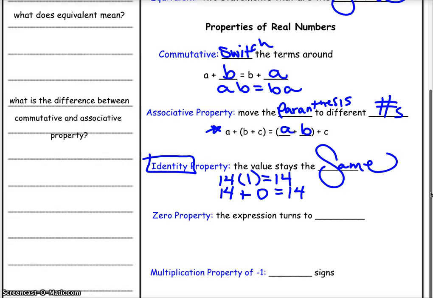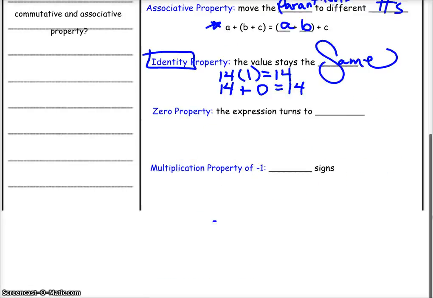A lot of kids, make sure you write these examples down, because you have to reference them. A lot of kids see 0 and they think 0 property. It's not true. Zero property is when the whole thing turns to 0. So that would be like 14 times 0 equals 0. That's zero property. It's when everything turns to 0. And the last property is the multiplication property of negative 1. All that does is change signs, so from positive to negative.